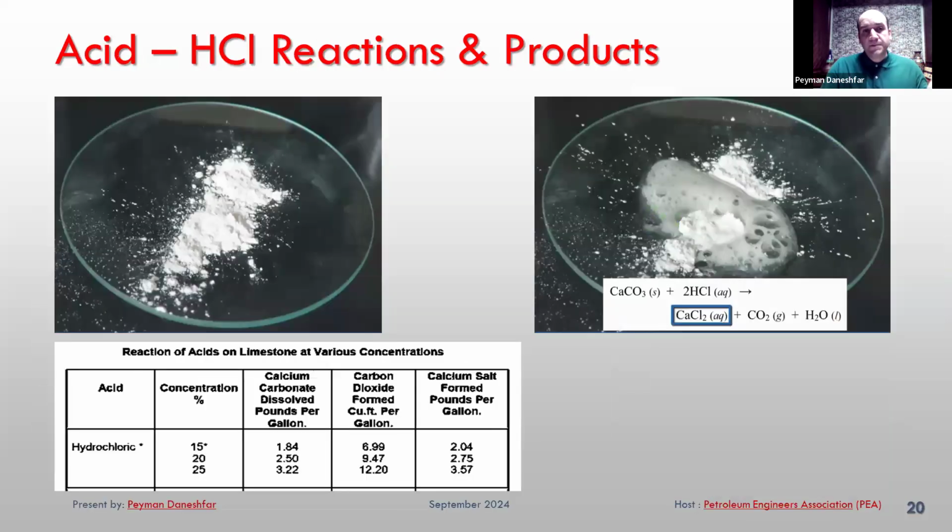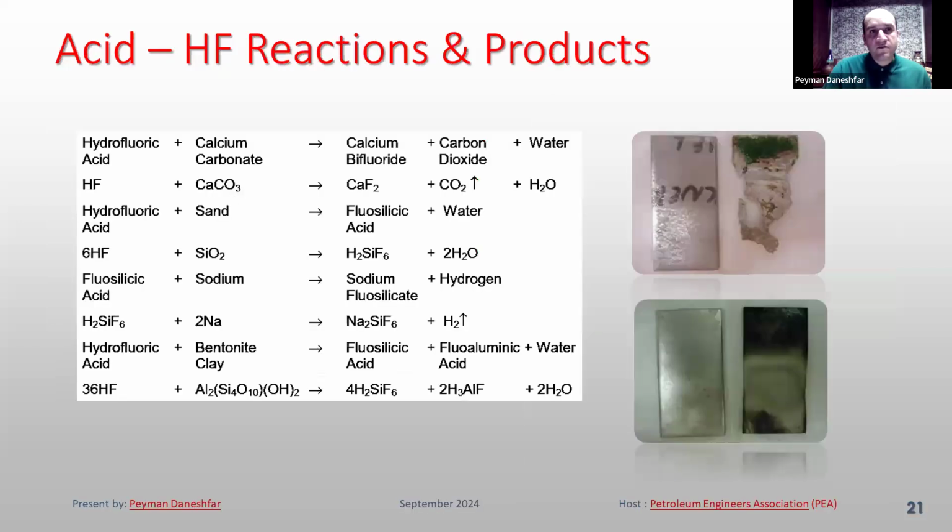You can see that here, when our hydrochloric acid percent is about 15, our calcium carbonate dissolved per pound per gallon is about 1.84, and these are some details about the acidizing with HCl acid. And for the HF acid also, it's important for us that hydrofluoric acid with calcium carbonate gives us calcium bifluoride, carbon dioxide, and also water.